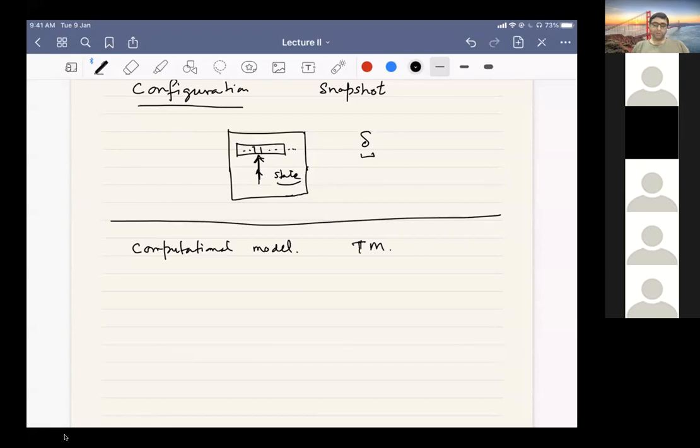So computational problems can be broadly categorized in two categories. For example, one is the decision problems, and the other is the optimization problems.